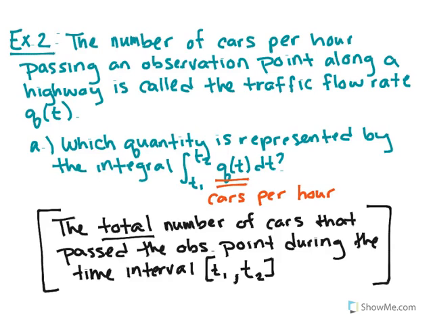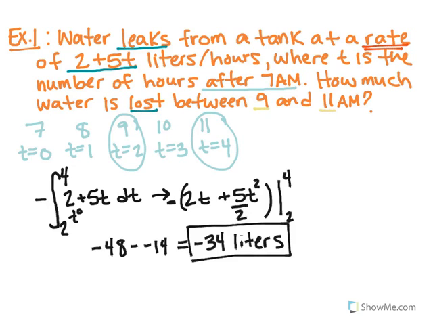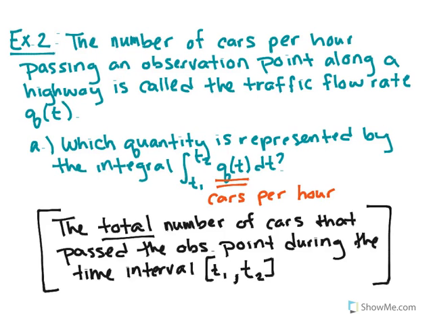Using the word total is really helpful. Even in the previous problem, when we look back, this is the total amount of liters that were lost between the hours of 9 and 11 a.m. In this particular problem, it's the total number of cars that are going to be passing this observation point.